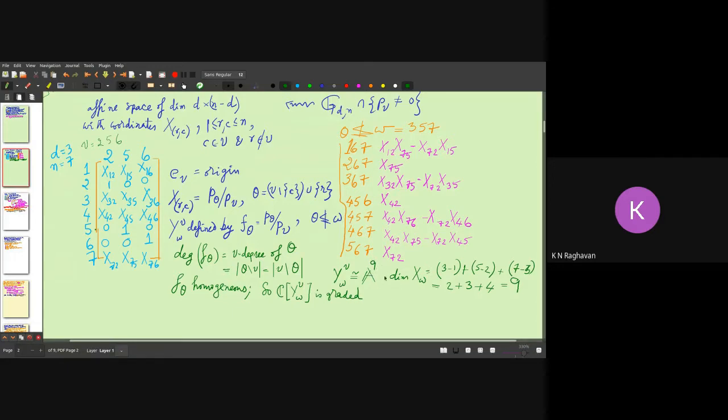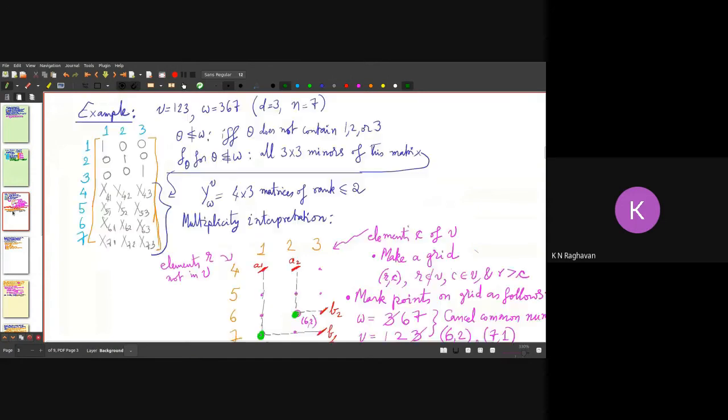Okay. But very soon we'll do a more interesting example. So the dimension of XW is always going to be, you take W1 minus 1 plus W2 minus 2 plus W3 minus 3 and so on, and add them up. I have taken it to be 357. So the dimension is 3 minus 1 plus 5 minus 2 plus 7 minus 3, which gives me 2 plus 3 plus 4, which is 9. Okay, and that is precisely the dimension of this YVW as well, because it's an open set in this irreducible variety. Okay, okay. Now let's do a more interesting example.